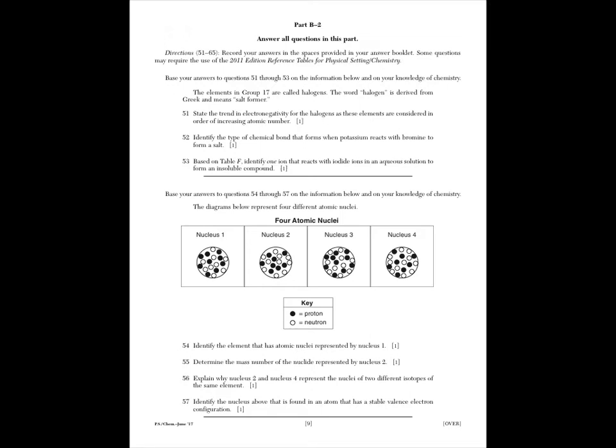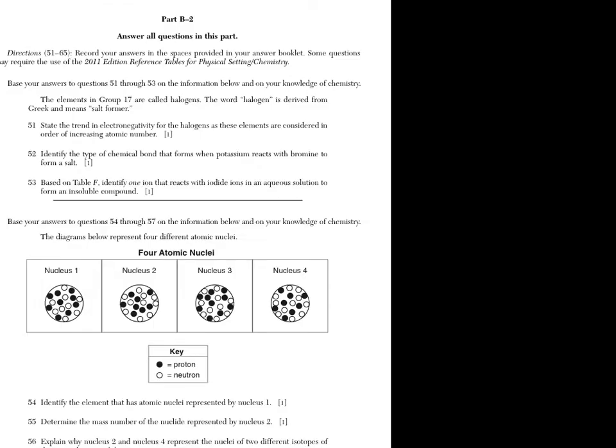Everyone. Now we're going to pick up with part B-2 of this chemistry Regents. This is the start of the free response section with questions number 51 all the way to number 65. So number 51 to 53 is the first group of questions. Here they're going to talk about halogens.